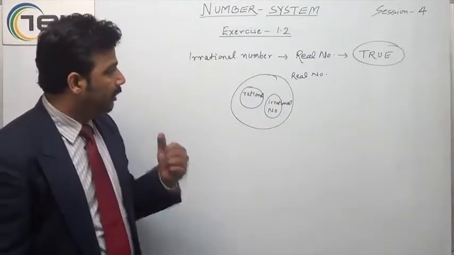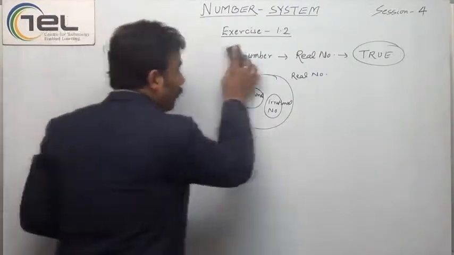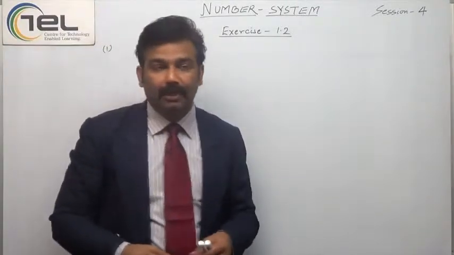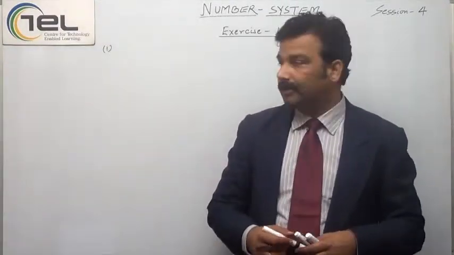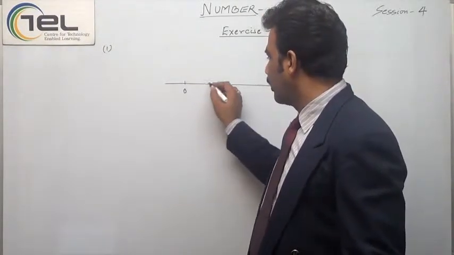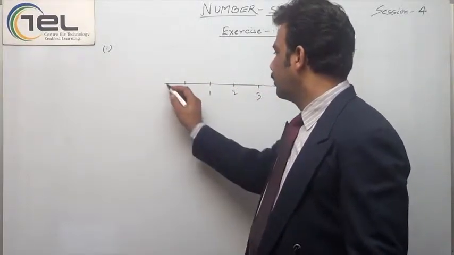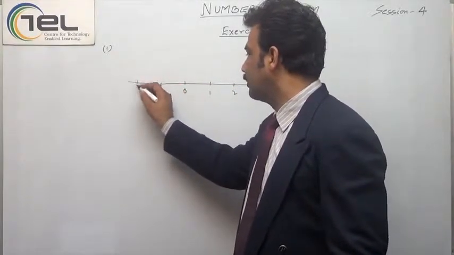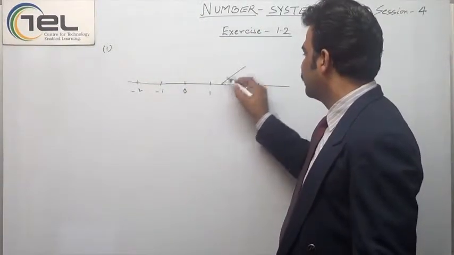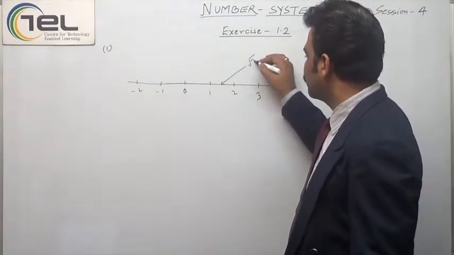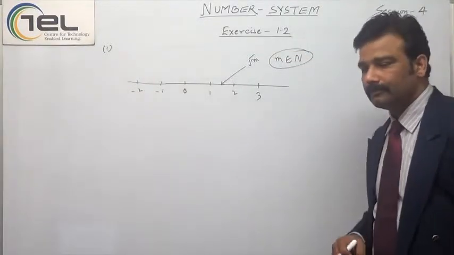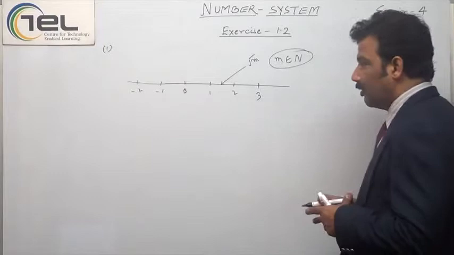The next question, question number 1 part 2, says, every point on the number line is of the form square root of m. Say this is a number line, and on this number line there is a point 0, 1, 2, 3, or I can take negative also, minus 1, minus 2. And it says every point. Let's say I take a point here, and it says it is a square root of m, where m belongs to natural numbers. This says every number on the number line.